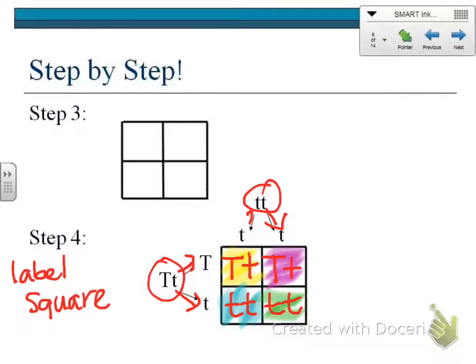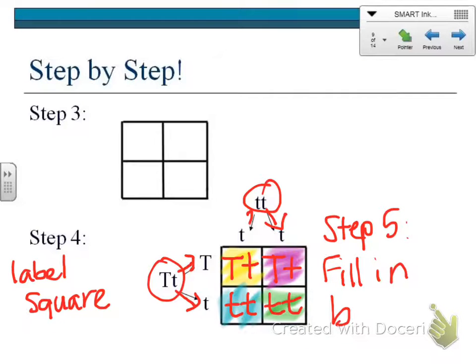Okay, the rule is to always remember it doesn't matter if you're looking at the top or the side first. If you have one capital letter, it always comes first. Step 5, so as we walk through here, that's step 5, and I would just write step 5, fill in boxes, or fill in inside. Whatever's going to help you remember it.